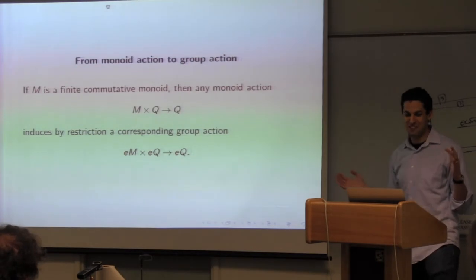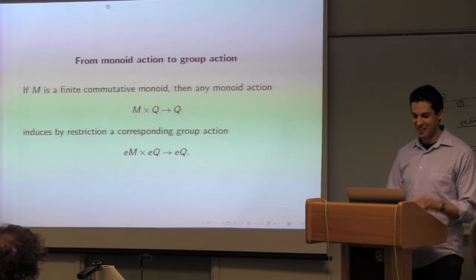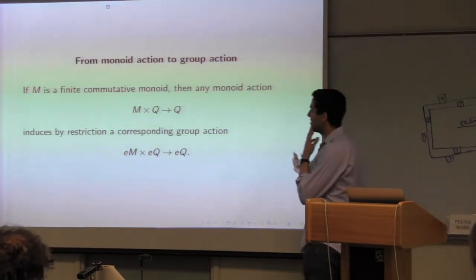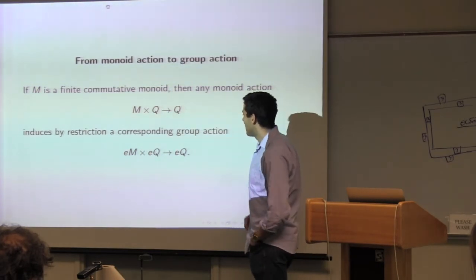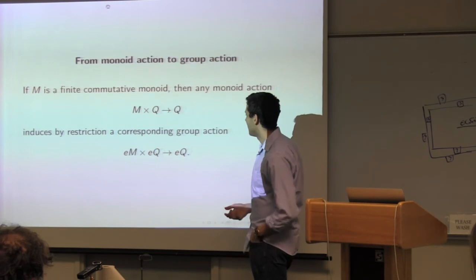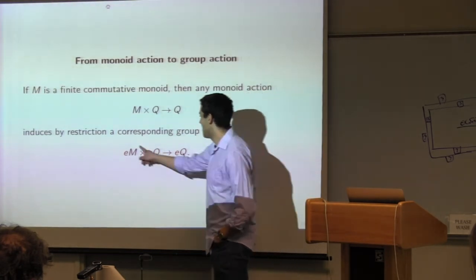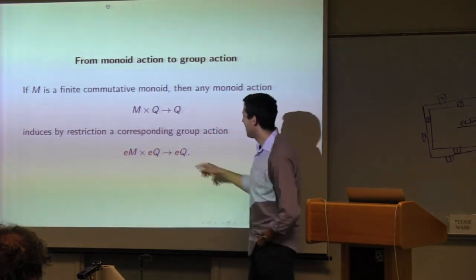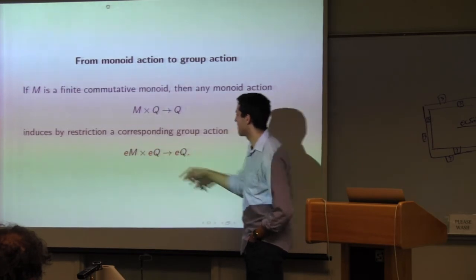But here's what I feel is the real kind of underlying structural explanation. Anytime you have a finite commutative monoid acting on a set, you get a corresponding group action. So here EM is this ideal, which is the Abelian group sitting inside your monoid, and EQ is the subset of recurrent states.